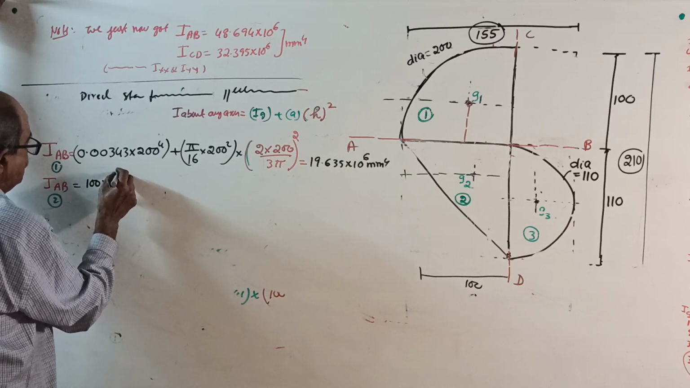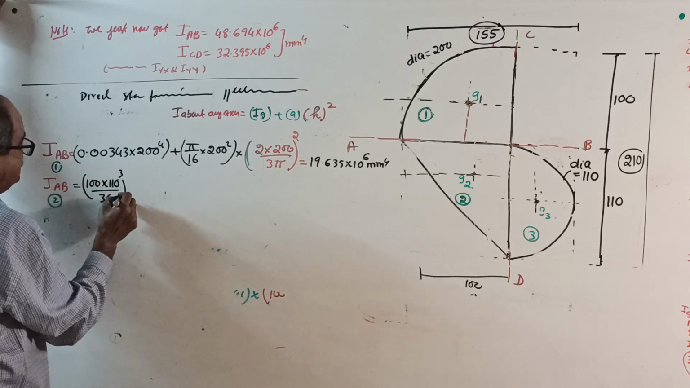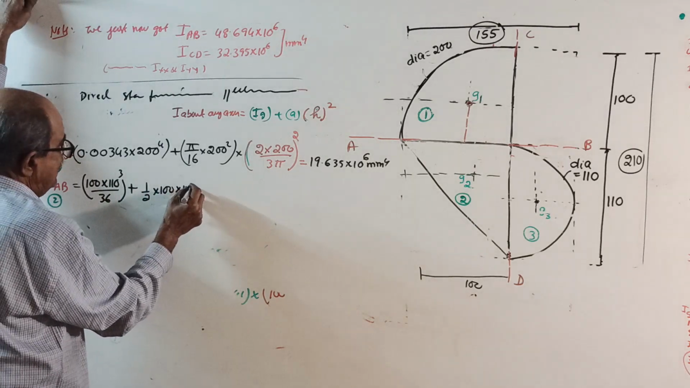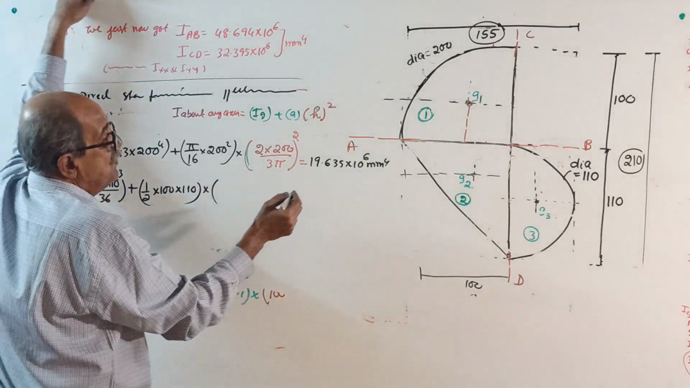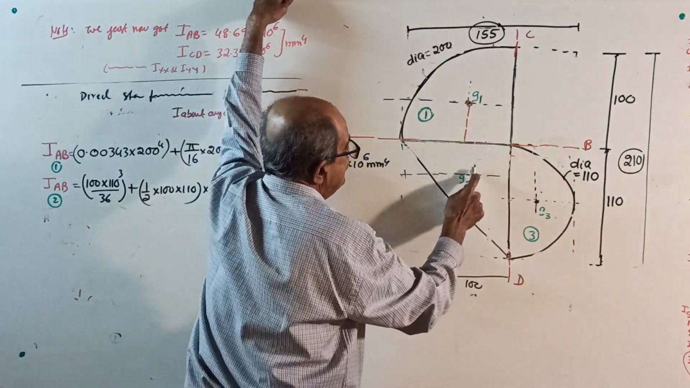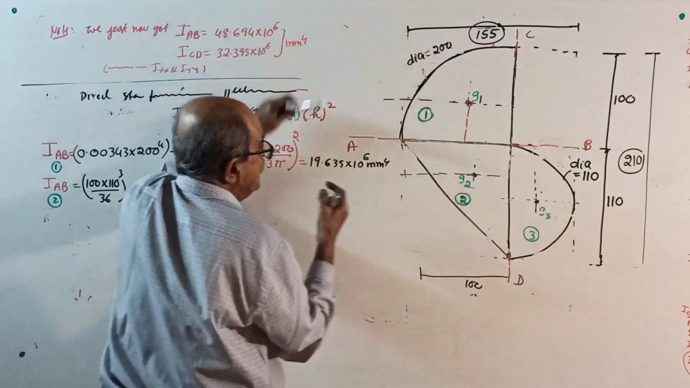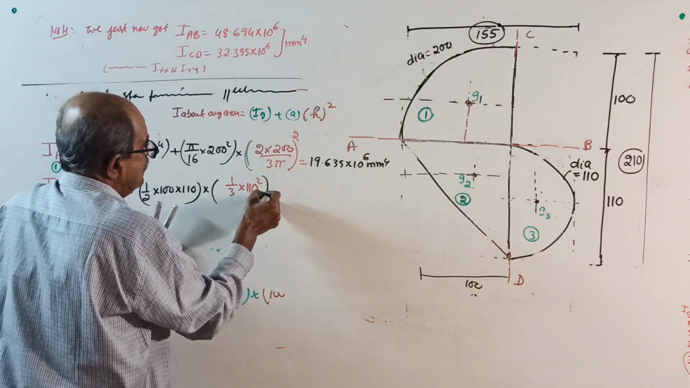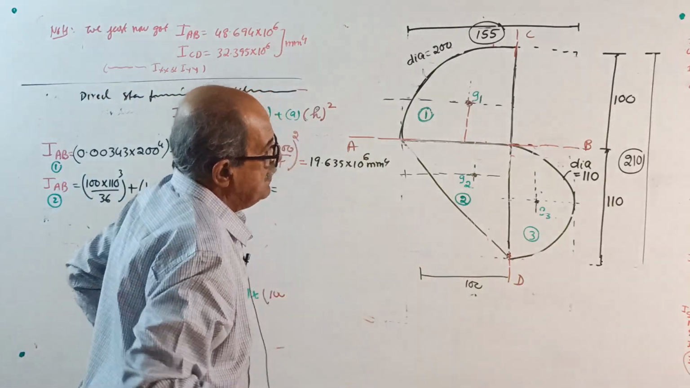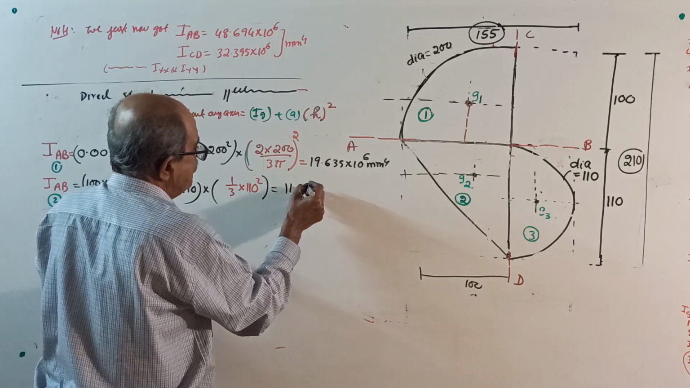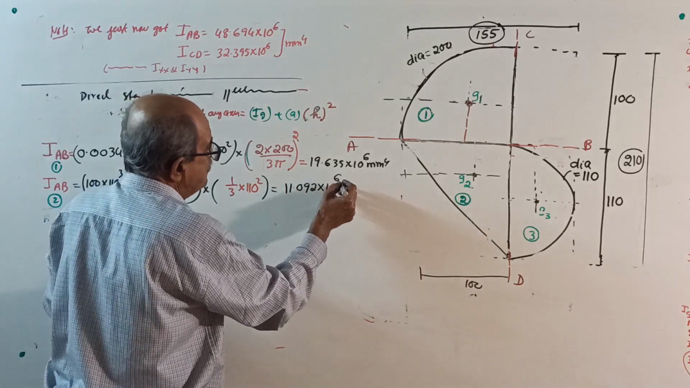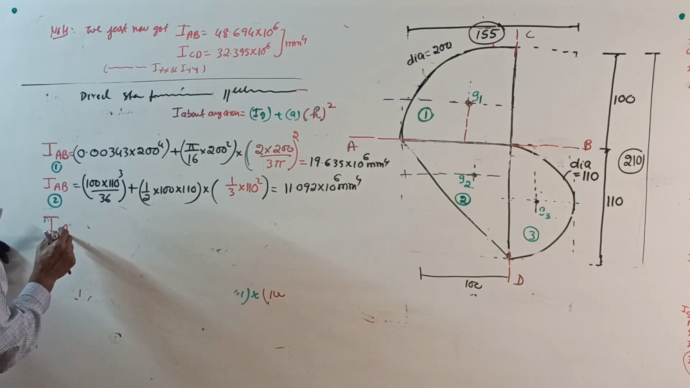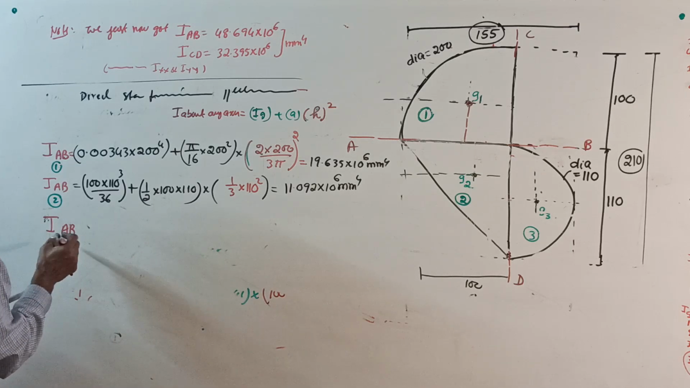100 into 110 cube divided by 36 is IG, plus area half into 100 into 110, into from centroid to this axis, this distance square is 1 by 3 of 110 square. 110 square equal to, answer I wrote it, 11.092. I already calculated to save the time. Who will struggle once again, in between calculation is difficult. Millimeter power 4.